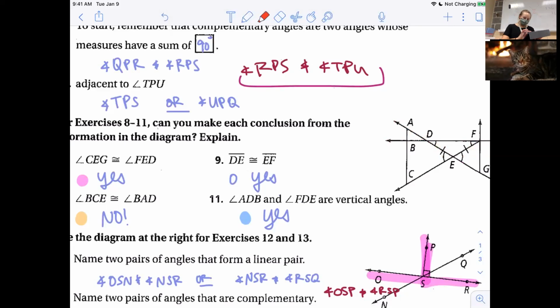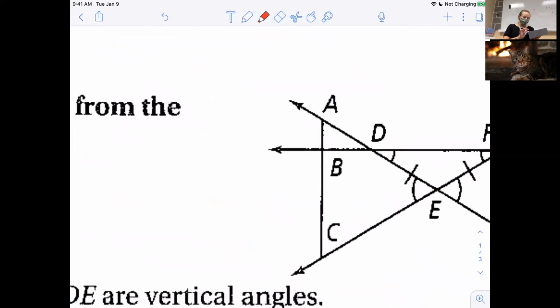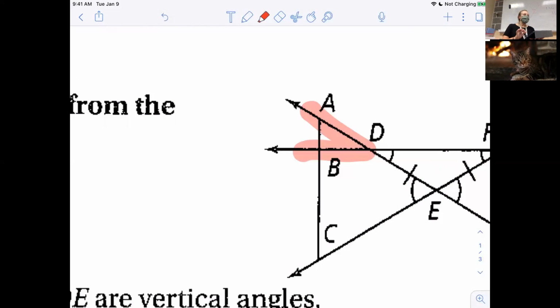It was like these guys right here, BAD, and then BCE. These angles right here, we don't know anything about. They're not marked, so we can't assume that. But based on what we know about vertical angles, the last problem we did, we should know that those are vertical angles. That's okay. BDE and FDE, these guys are across from each other. They're vertical angles. Say again.